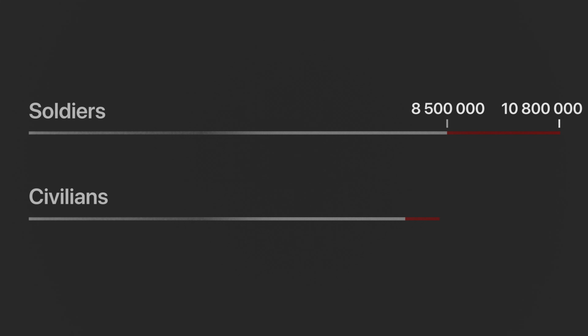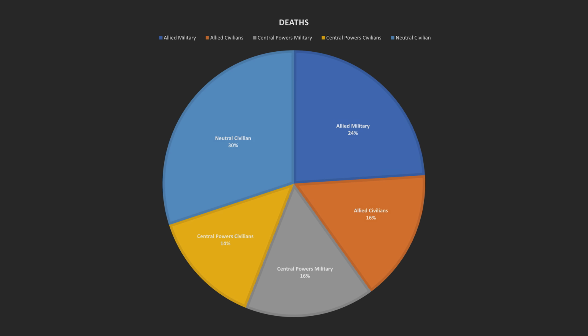A grand total estimate between 15 million and 22 million people died from the war. Between 8.5 million and 10.8 million soldiers passed, and between 7.65 million to 8.35 million civilians were also victims of the war. 24% of deaths were the Allied military, 16% were Allied civilians, 16% were the Central Powers military, 14% of the deaths were Central Powers civilians, and a whopping 30% were civilians of neutral nations.